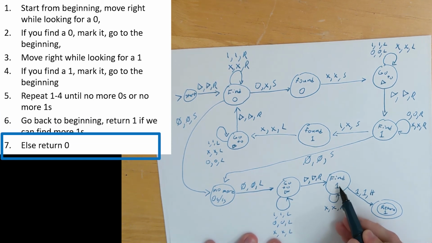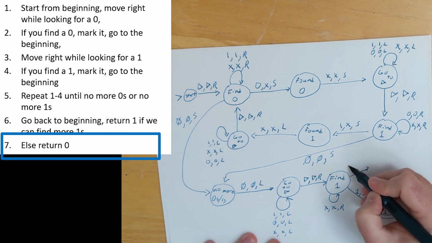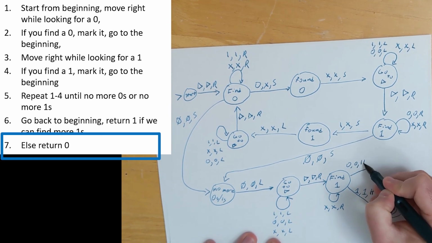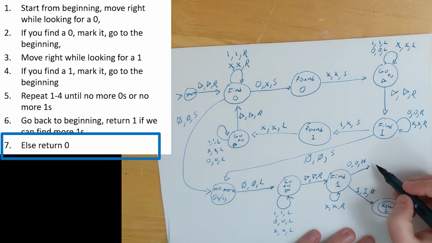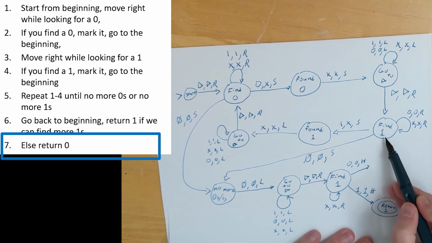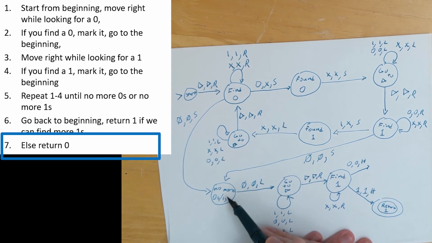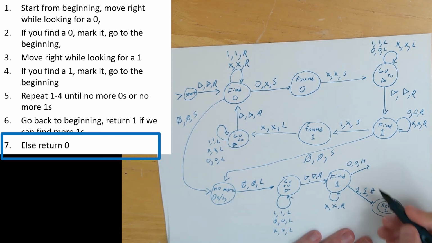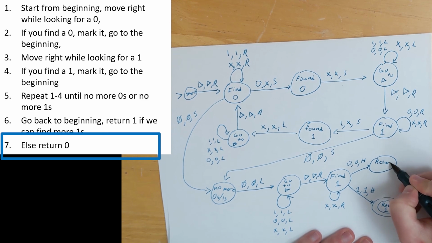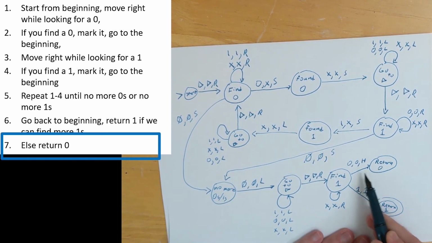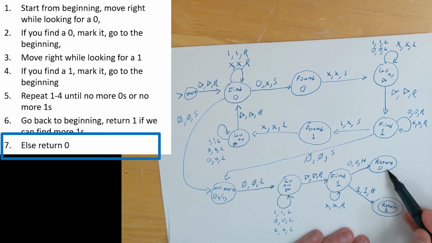However, if while trying to find a 1, I found a 0, then that means there are going to be at least as many zeros as 1s. There are going to be more zeros than there were 1s in this case, because while trying to find a 1, I wasn't able to find any 1s. So if there are still zeros left on the tape, then there are more zeros than 1s. So in this case, I want to reject. So I want to return 0 in this situation. So I'm going to transition to this state and halt, where this is not an accepting state or a final state, so I return 0.